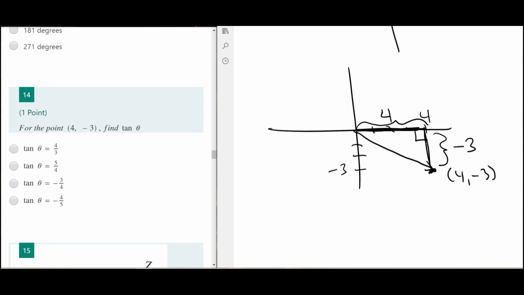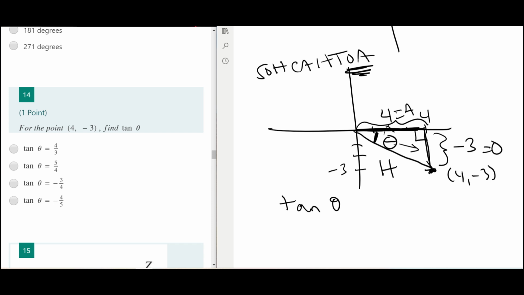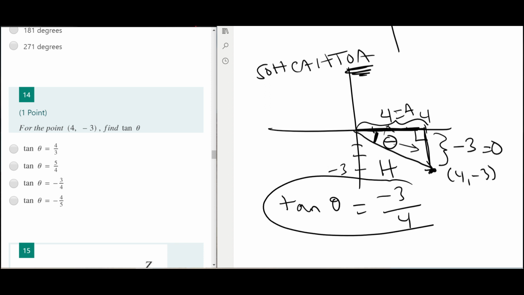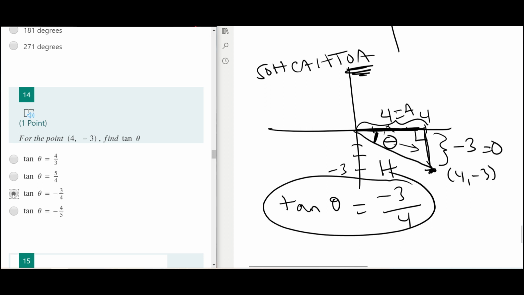Okay, so if we want to figure out tangent, and this angle right here to the x-axis is my theta. So then remember, using this triangle, well, this is my hypotenuse. Opposite is directly across theta. So this is opposite. And this guy next to it is adjacent. And tangent, remember SOHCAHTOA, TOA: opposite over adjacent. Opposite is negative 3. Adjacent is 4. So my tangent is just negative 3 over 4. That's all there is to it.